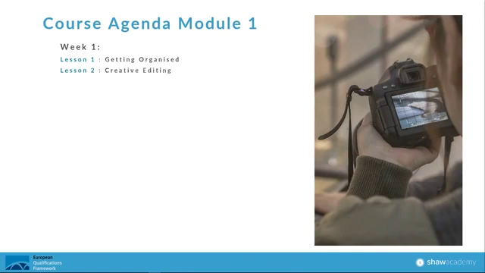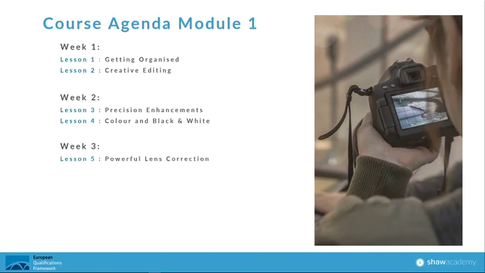Then we'll get into the editing side of things in the next lesson. We'll have a look at the develop module and start making some adjustments to our photographs. We'll take that a step further in week 2, where we'll look at precision enhancements and color and black and white, and we'll move on into powerful lens corrections, correcting things like sharpness and noise in our photographs.